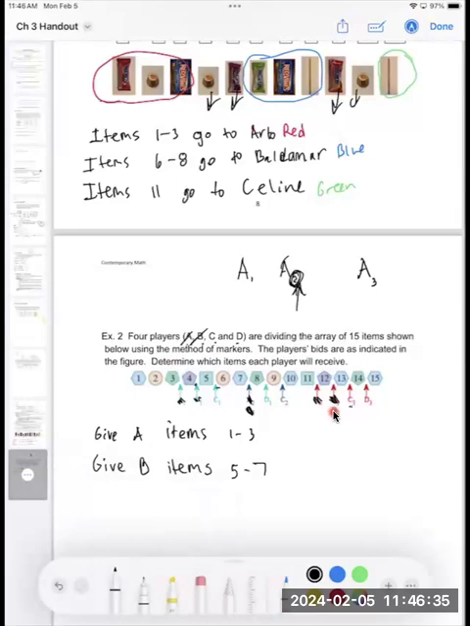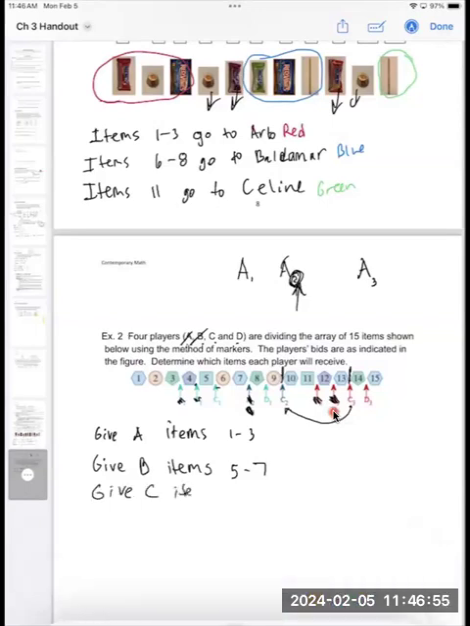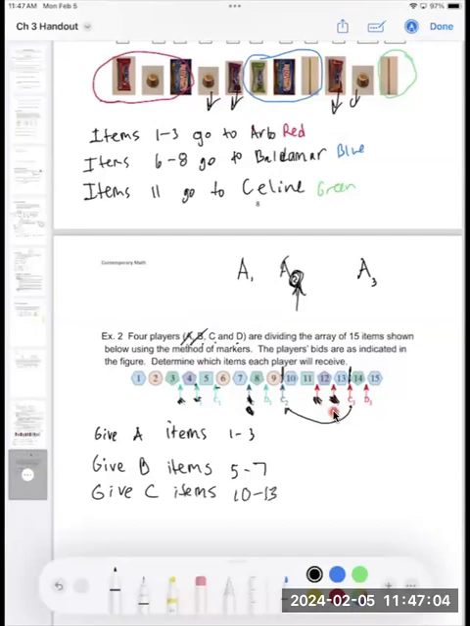So for this one, I'm going to start at C and I'm going to go backward to their previous marker. And so I'm going to give them between this marker and this marker. So they're going to get 10, 11, 12, and 13. So give C, whoever it is, but short for a person's name, items 10 through 13. Okay, then we have one more person left to give to, right?